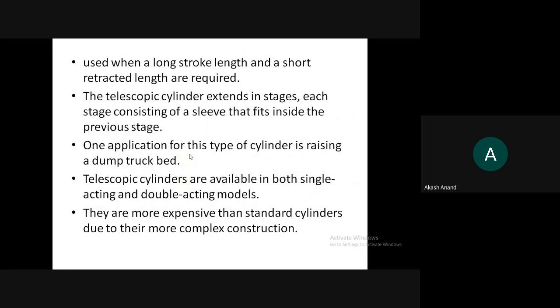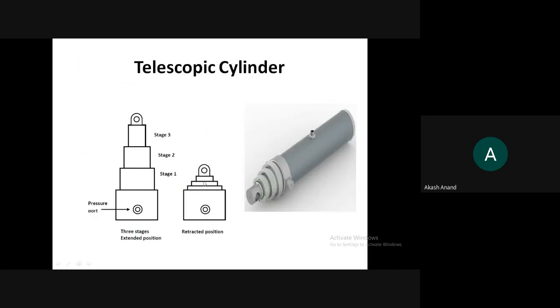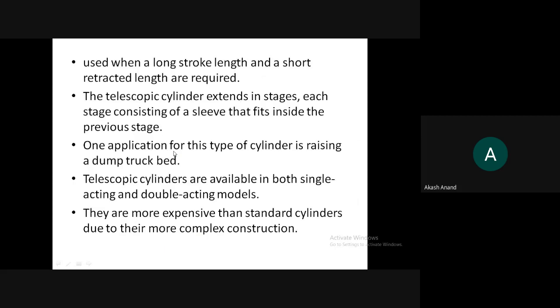Telescopic cylinders are available in both the single acting type and double acting models. They are more expensive than standard cylinders due to their more complex construction. You can see that there are many sleeves, many stages in operation. Compared to ordinary cylinders, this is comparatively complex, and because of the complexity, the expense is higher. So there are two types of telescopic cylinder, same as that of ordinary actuators or cylinders, both single and double acting models.